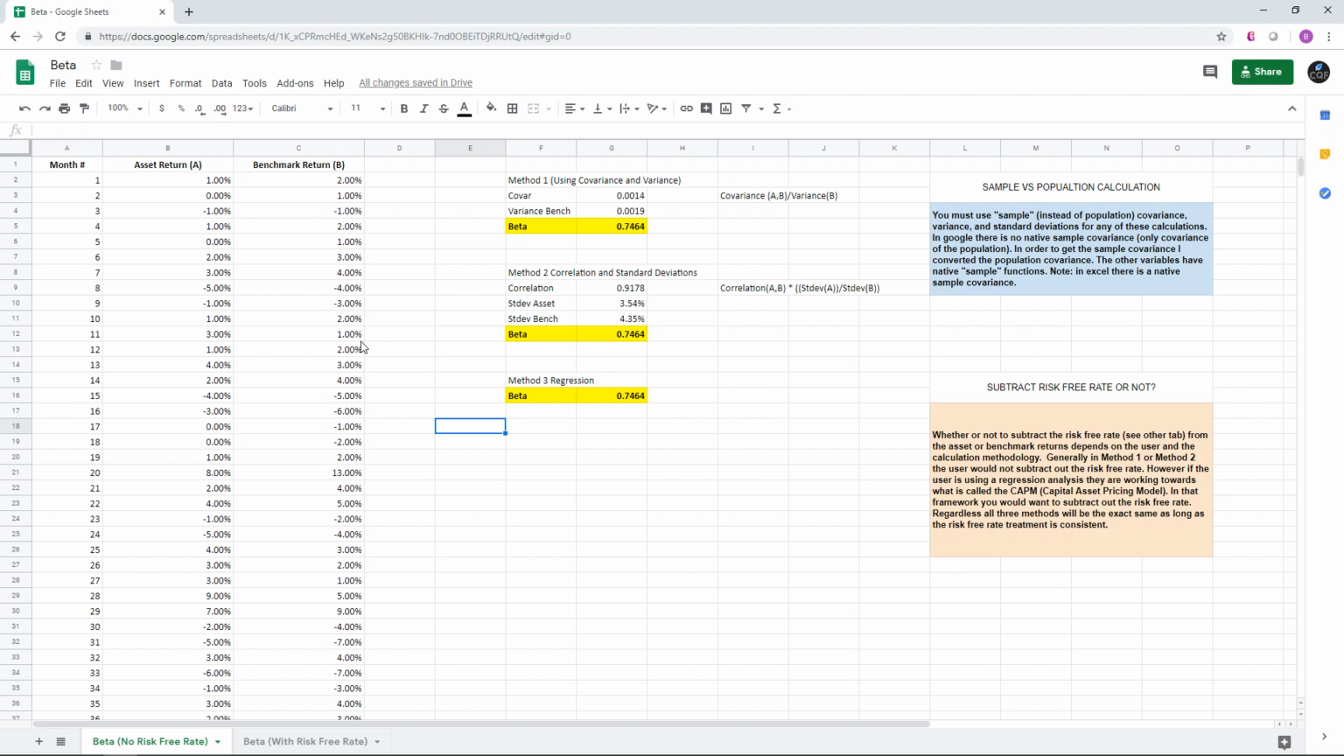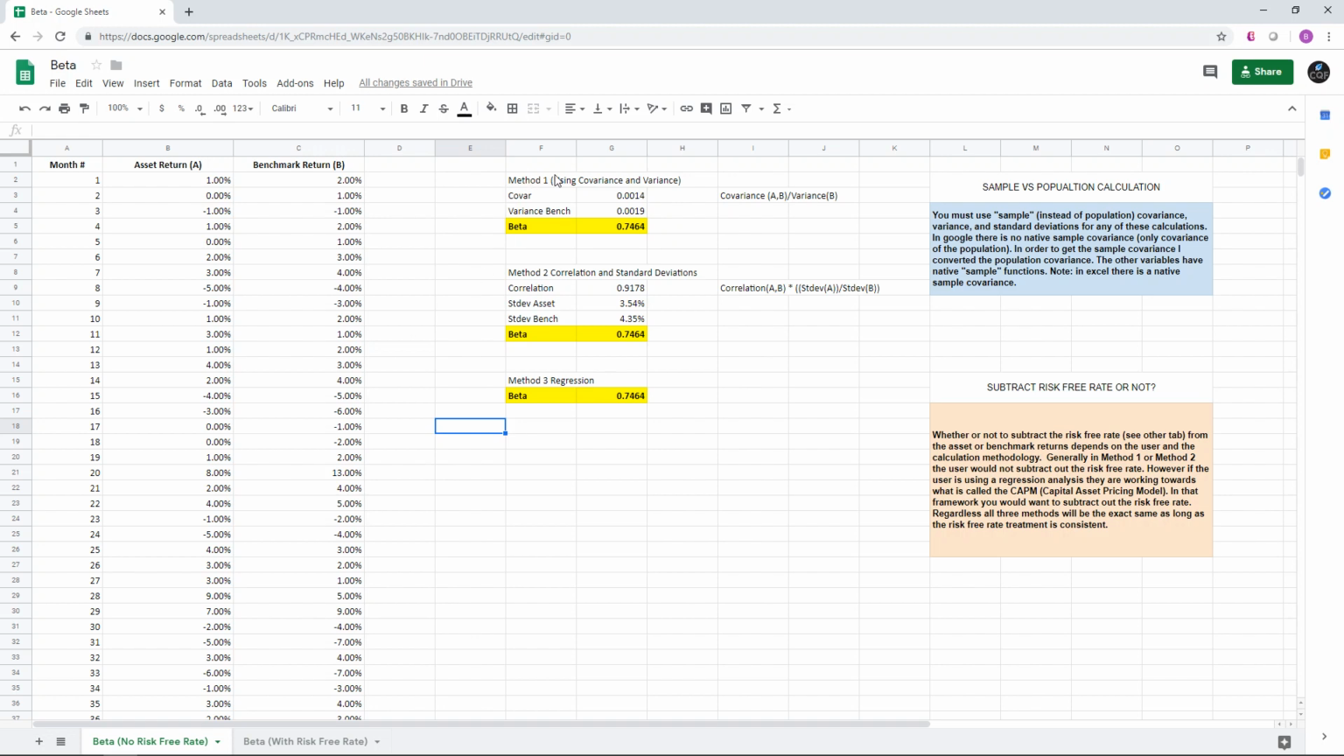So in column A, we have monthly data points, 1 through 36, but in reality, these could be weekly data points, these could be daily data points. I mean, generally, you want at least more than 30 data points, whether you're looking at days, weeks, months, etc. Columns B and C would be the asset return, and then the benchmark return for each of those 36 periods.